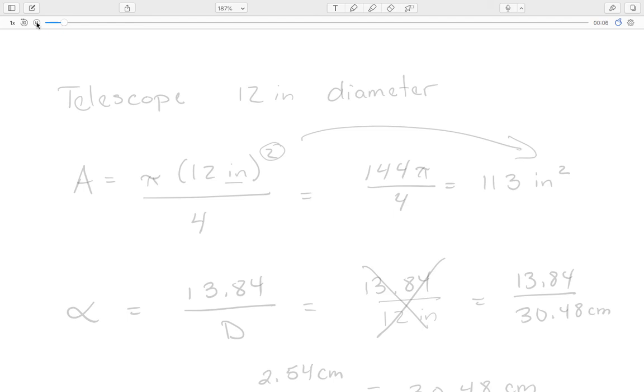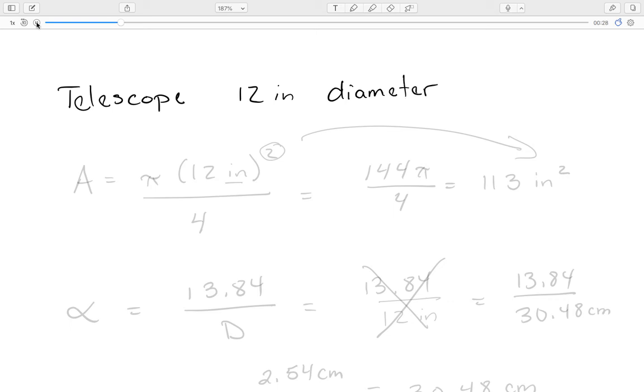Let's take a look at how to calculate the collecting area and angular resolution for an example telescope. So we'll use a telescope, a very common one that you can use at Mount SAC when it's open, a 12-inch diameter telescope.